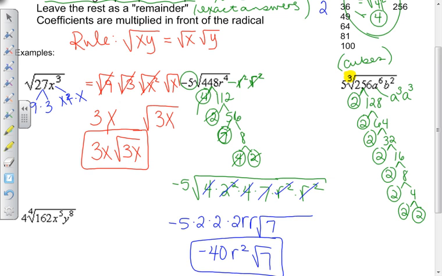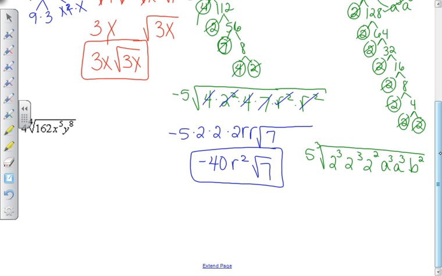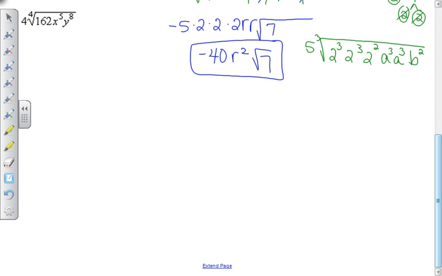And b squared, I can't make a group of 3 out of that. So if I think about rewriting this one, I have 5. And remember doing cube root. So I'm going to go 1, 2, 3, 2 cubed. 1, 2, 3, 2 cubed. 2 of them, 2 squared. That is still 256. I just rewrote it as cubes. Then I have a cubed, and b squared. Now I'm thinking about what are the perfect cubes here.